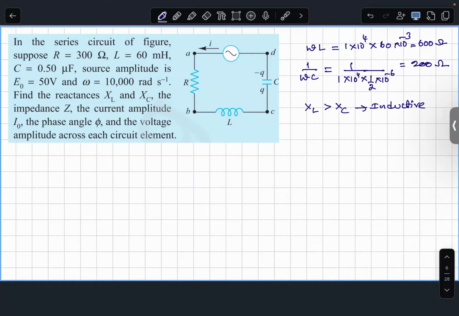What is the resistance? 300 ohms. So finally XL minus XC, which is equal to 400 ohm. And the resistance is 300 ohm. This is 53 degrees.